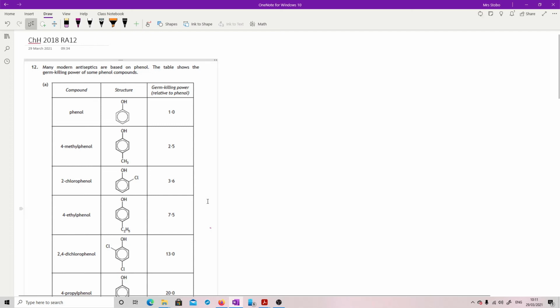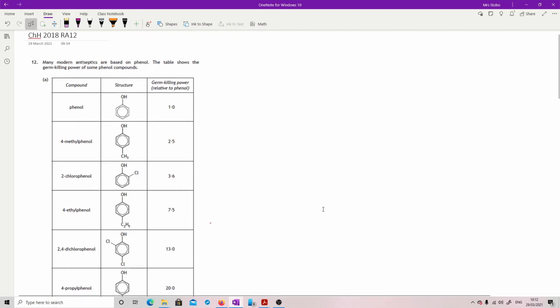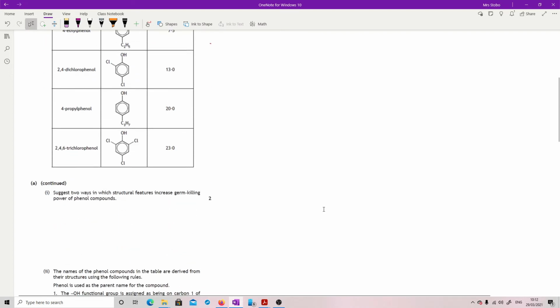Last question in the paper, question 12. Many germ-killing antiseptics are based on phenol. The table shows the germ-killing power of some phenol compounds. You've got a whole pile of phenols. First question: suggest one way in which structural features increase the germ-killing power of phenol compounds.